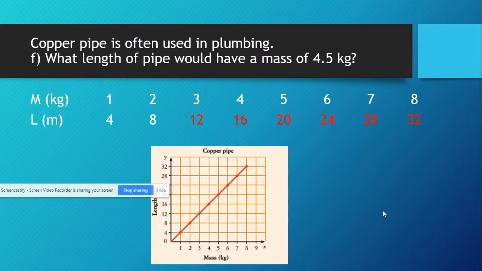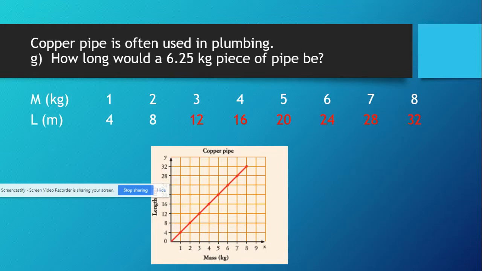F, what length of pipe would have a mass of 4.5 kilos? Now we're starting with the kilos, and we know that we had to multiply by 4 to get our measurement. So there we go, 4.5 kilograms times 4 gives us 18 meters. Beautiful.